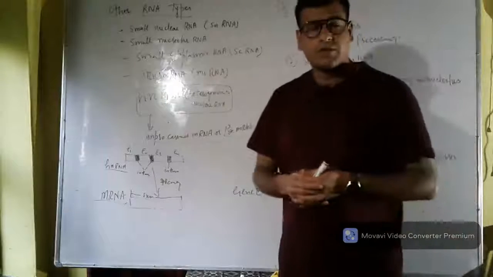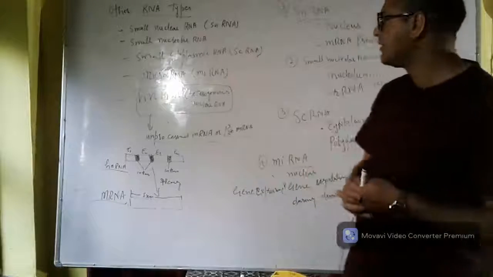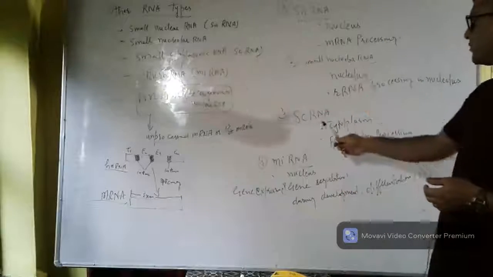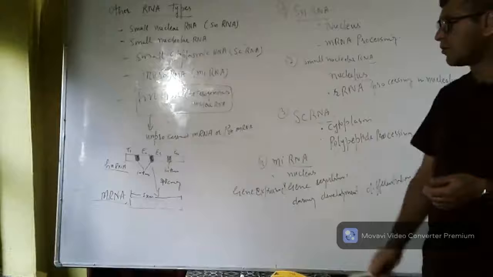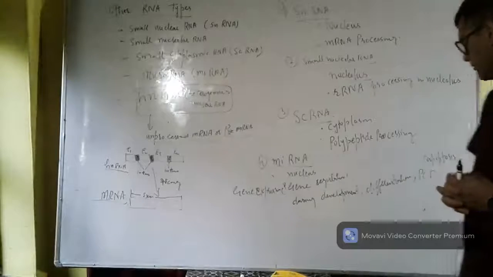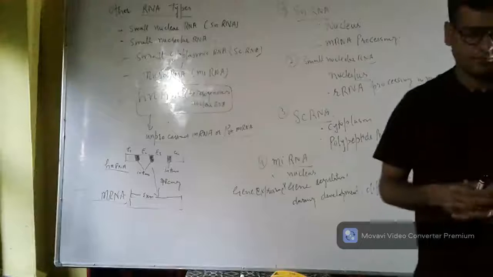So we have discussed these other types of RNAs, that is small nuclear RNA, small nucleolar RNA, small cytoplasmic RNA, microRNA, and heterogeneous nuclear RNA. Hope you have understood.